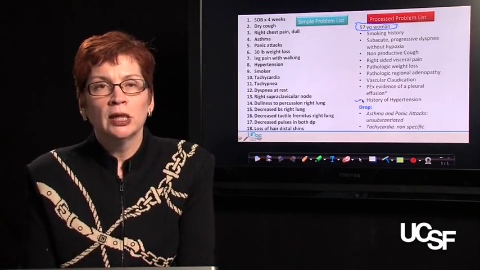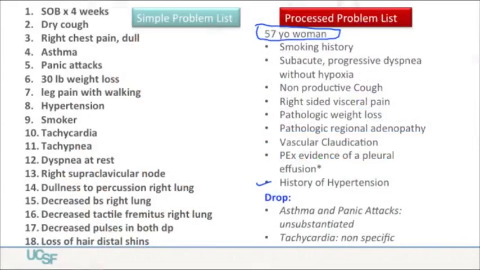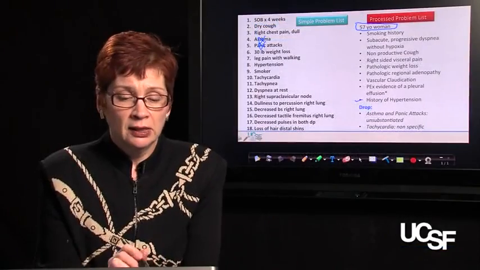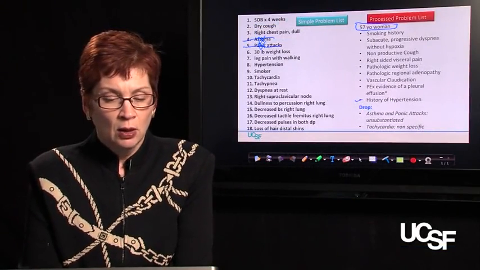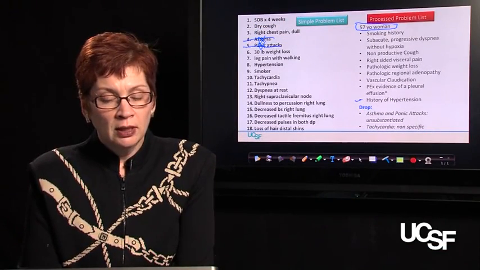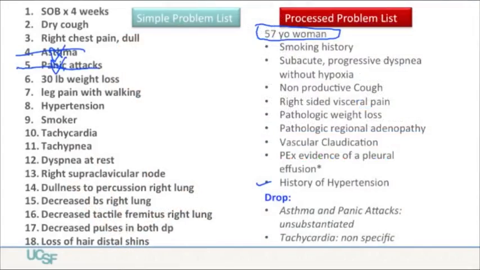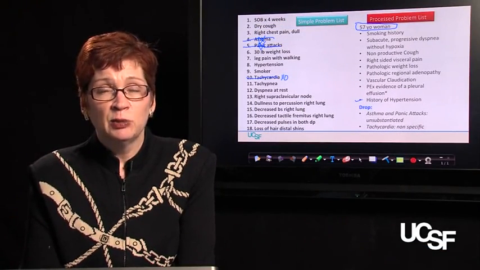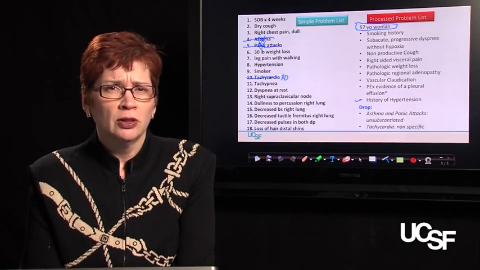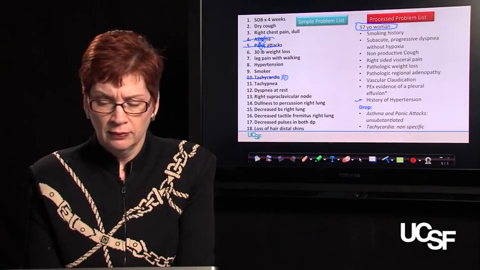The first thing we're going to do is get rid of things that are unsubstantiated. So her recent diagnosis of asthma, because of this chief complaint that didn't get better with asthma treatment, and panic attacks that didn't get better with panic attack treatment, are crossed off the list as being irrelevant and something we don't have to pay attention to anymore. Furthermore, we're going to make the leap that tachycardia of 110 is probably not an independent marker of illness. It's a nonspecific marker of whatever else is going on with her, particularly around her dyspnea.